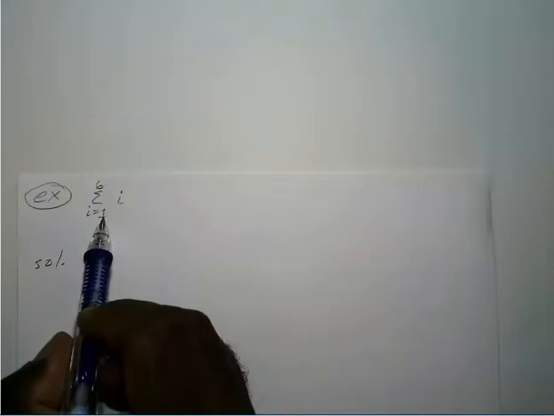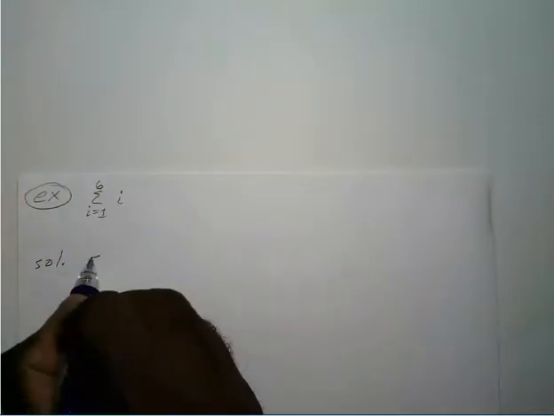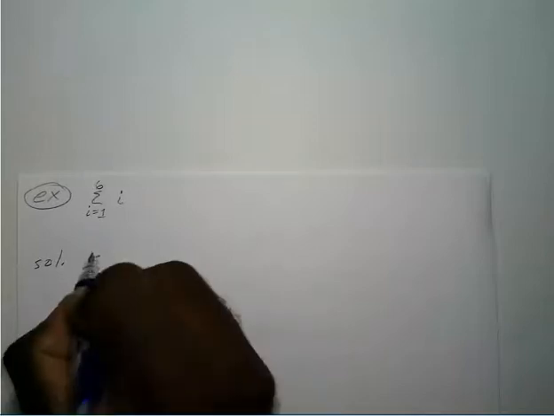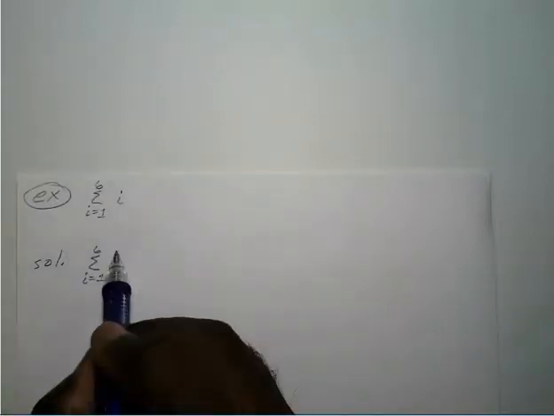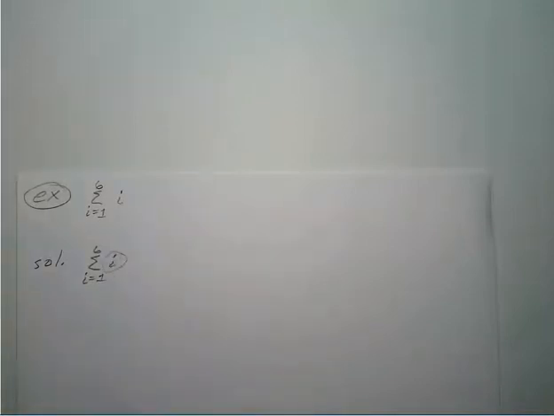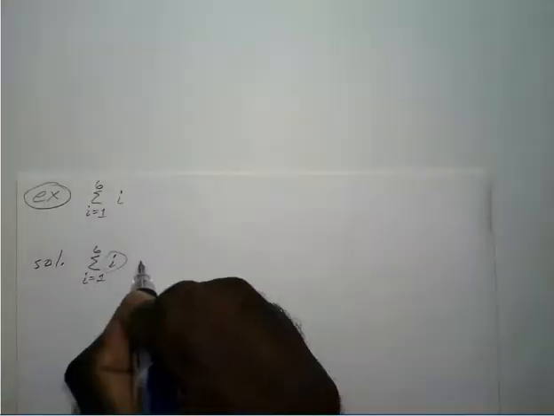Okay. Now in this case, you're going to start at 1. So let me go ahead and just rewrite the problem. i equals 1 to 6 of i. Okay, so you're going to take your ith term and you're going to replace the i with 1. Remember, that's your lower bound, so you're just going to replace it with 1.